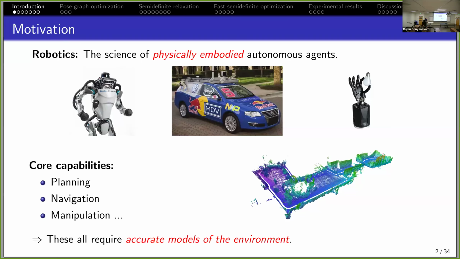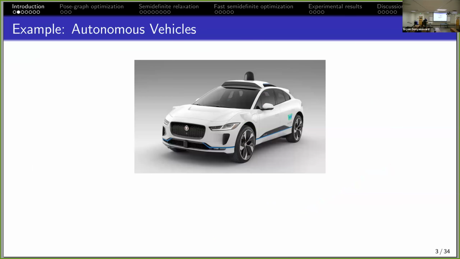And if you think about, okay, well, what does that mean? What are the core capabilities that we want physically embodied autonomous agents to have? Things like planning, navigation, manipulation, all those core competencies really require accurate geometric models of the environment in order to work.